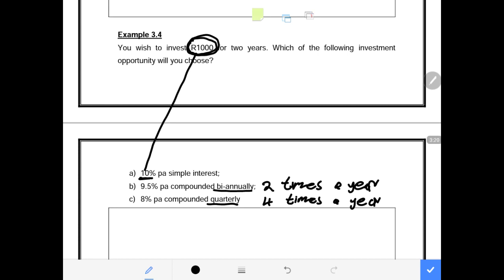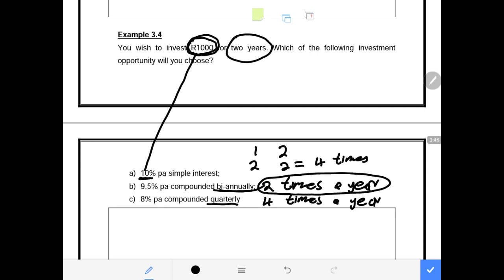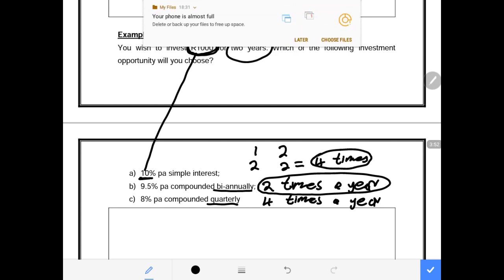So now in scenario B, if the amount is invested for 2 years, and it's 2 times a year, that means in year 1 it will be 2 times, in year 2 it will be 2 times. That means the interest will be compounded 4 times over the period of the investment. In the case where the interest is compounded 2 times a year, which is half yearly or biannually or 6 months, we said that will be 4 times.